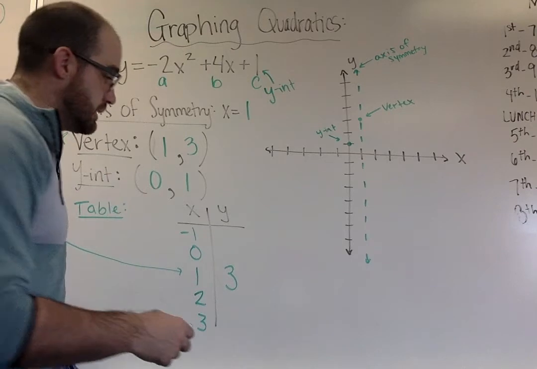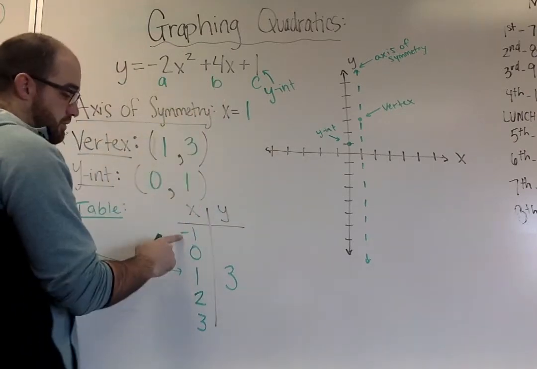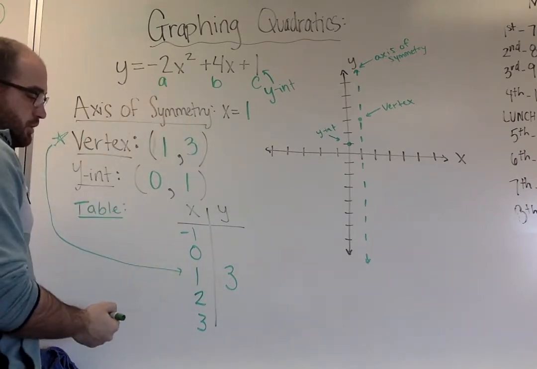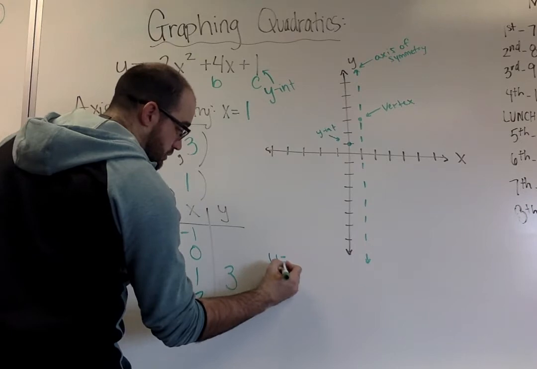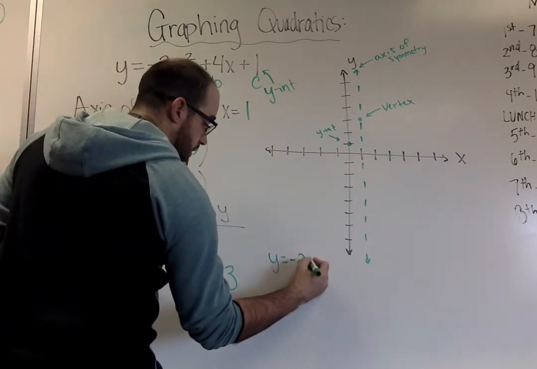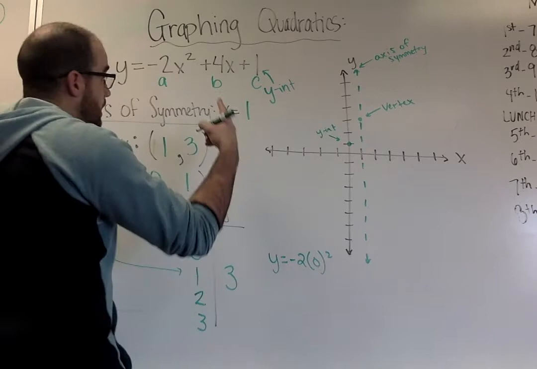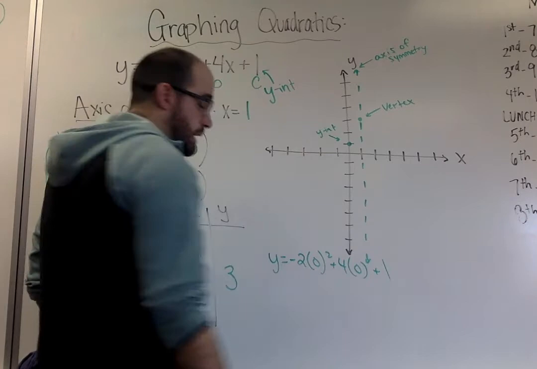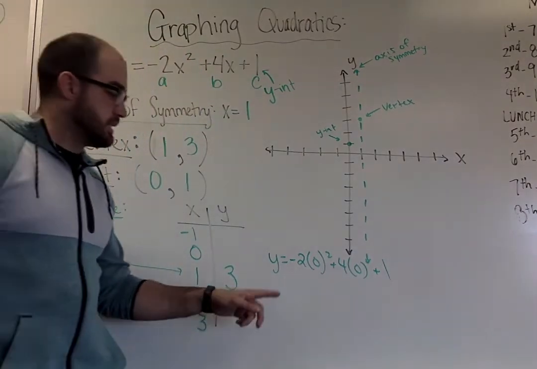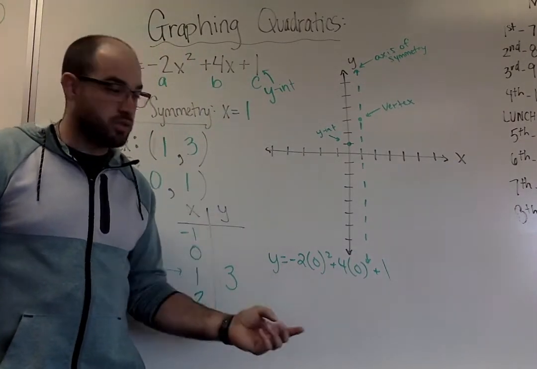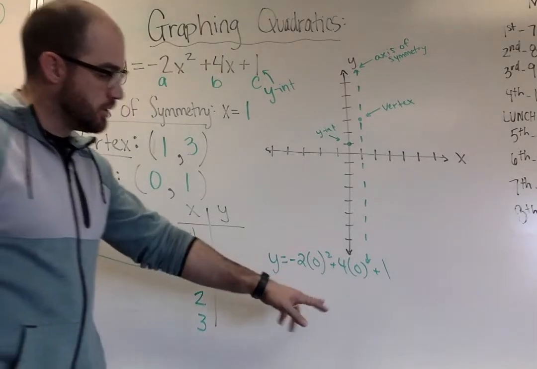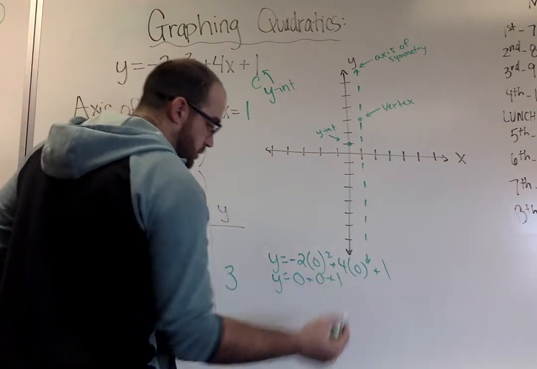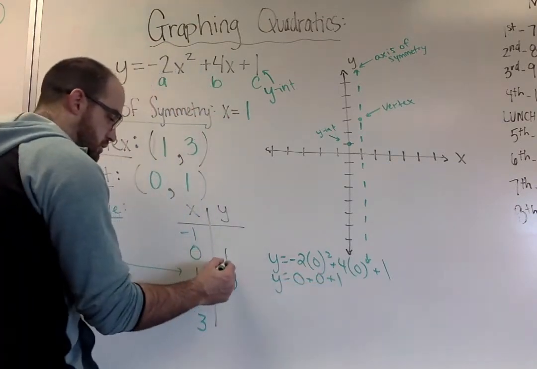I would plug any of these x values back into my original problem. If I'm going to use 0 as my first one, I would plug in y equals -2(0) squared plus 4(0) plus 1. Again, 0 is the easiest because anything times 0 is 0. So -2 times 0 is 0, 4 times 0 is 0, so I would have 0 plus 0 plus 1, which is just 1.